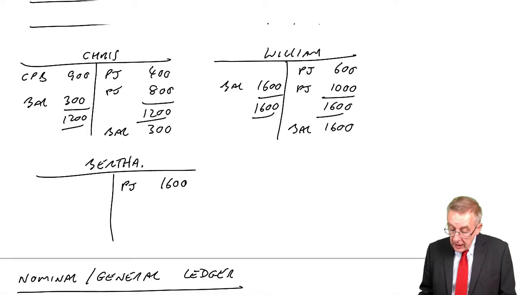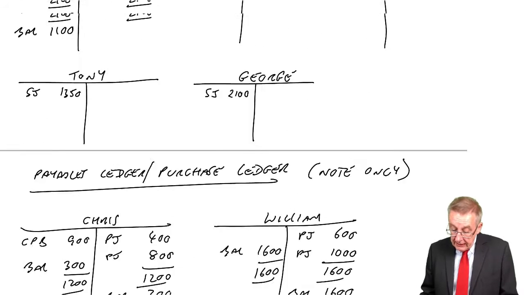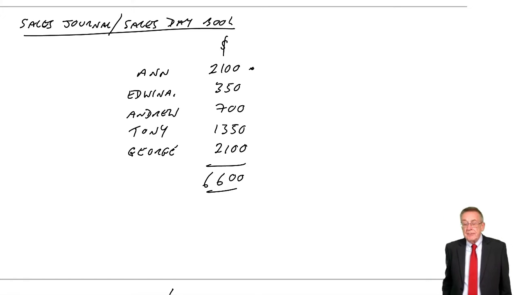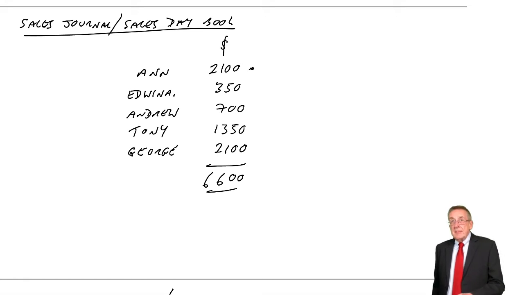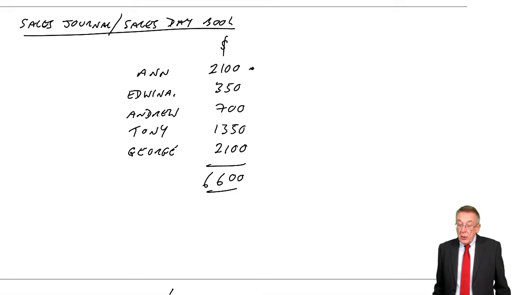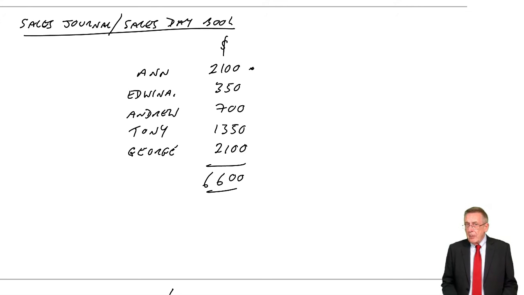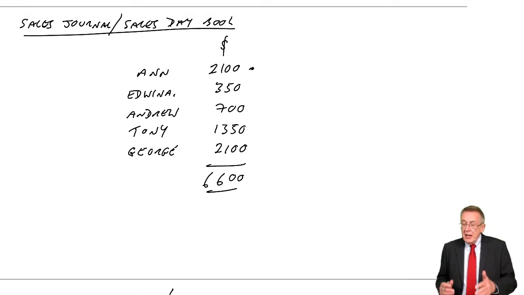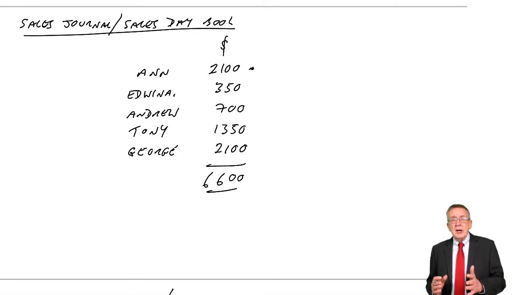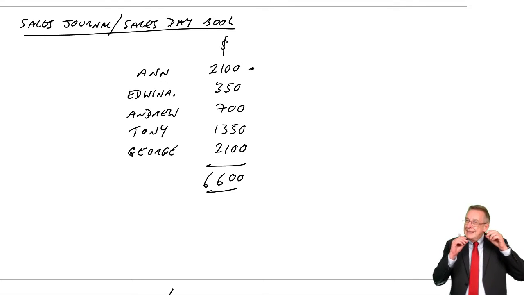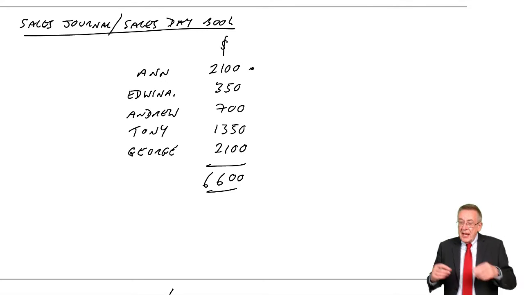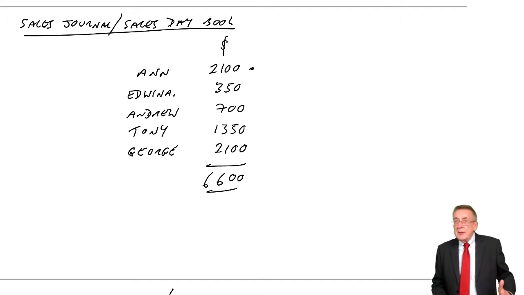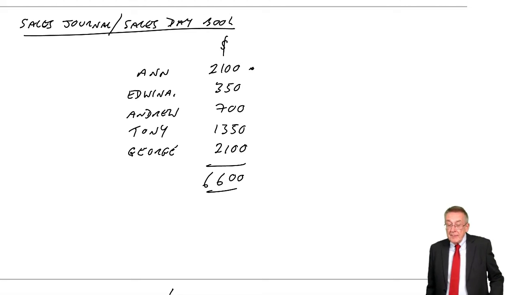So first of all, let's take the sales journal or the sales day book. Now remember, what was recorded in this book was sales on credit. And we know from chapter 3 or wherever it was, that the double entry for a sale on credit is to debit receivables and credit sales. That's what we did before, that's what we're going to do here.